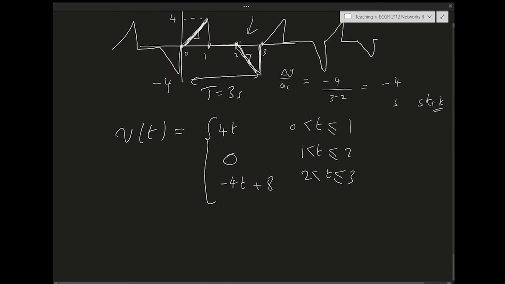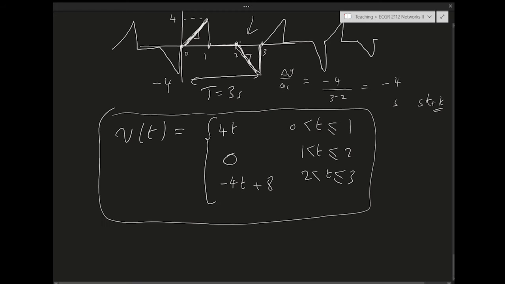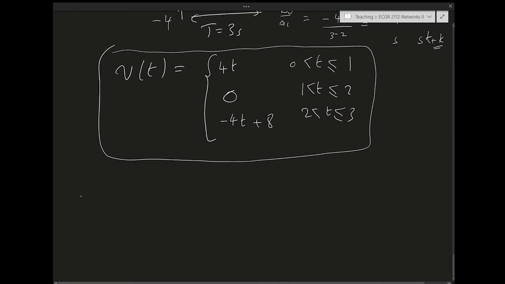Okay, so this is the functional form of the voltage, and all we have to do now is apply the formula. So V RMS, and let me do something. I don't want to keep writing the square root. Let me take the square of both sides of the formula. So I end up with V RMS squared. I'm going to solve for V RMS squared. So that equals 1 over T. What's T in this case? 3 seconds.